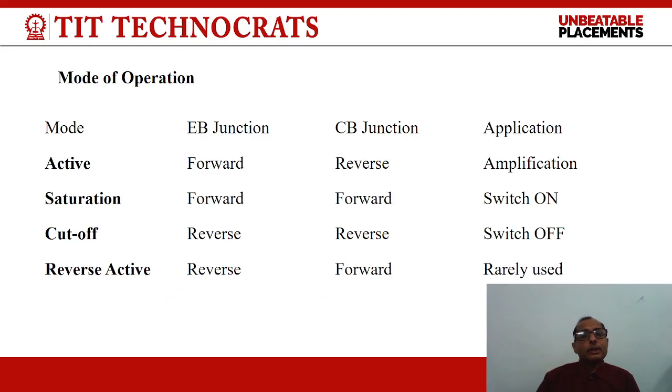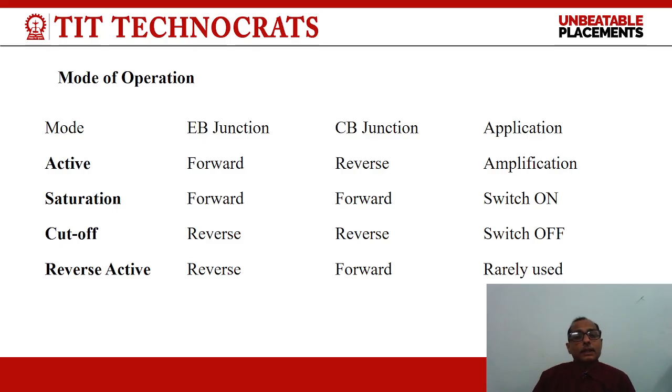The modes of operation, we have active mode: emitter base junction is forward biased, collector base junction is reverse biased, and this is used in application for amplification. Then we have a saturation mode.